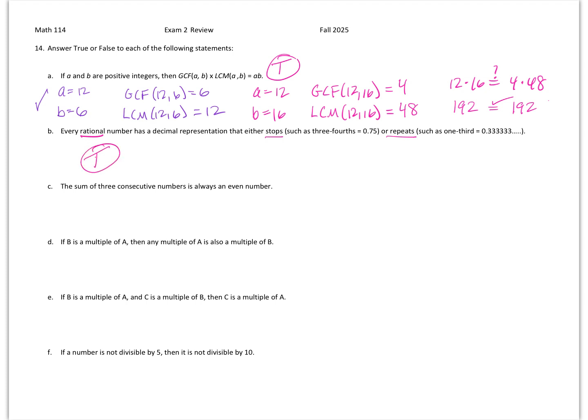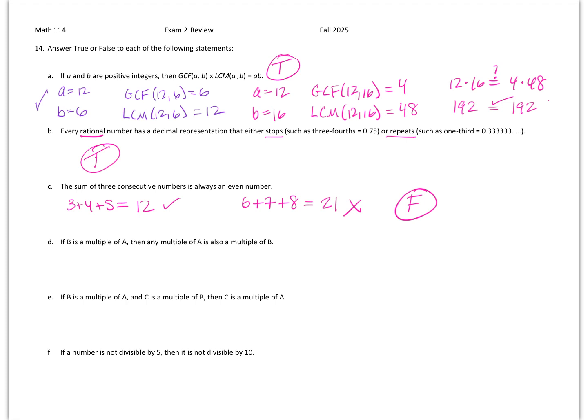The sum of three consecutive numbers is always an even number. Ooh, let's test a few examples. Let's just pick some consecutive numbers like 3 plus 4 plus 5. So 3 plus 4 is 7, 7 plus 5 is 12. Okay, that works. It is even. Let's test another three consecutive numbers, like maybe 6 plus 7 plus 8. So 6 and 7 is 13, 13 plus 8 is 21. Not even. Okay, so this is not always an even number. It's false.